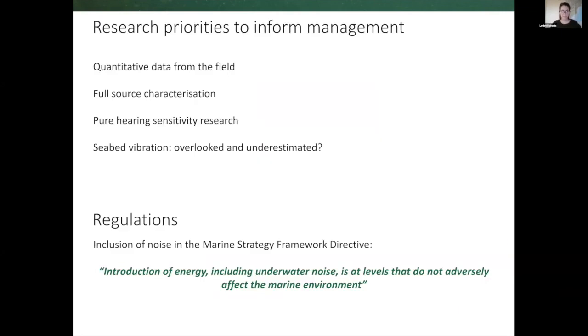So here are our priorities. As I outlined earlier, we need more quantitative data from field studies with wild animals. We need to characterize our source. We need to understand hearing sensitivity and consider seabed vibration.